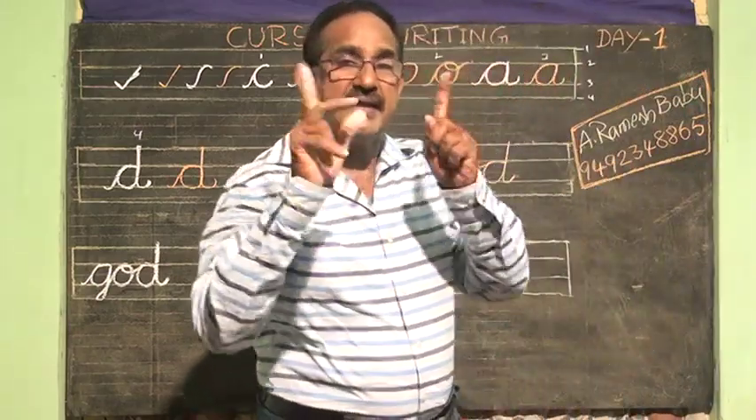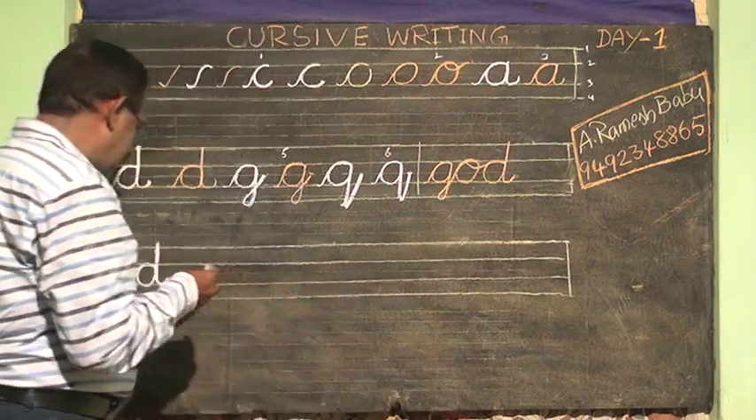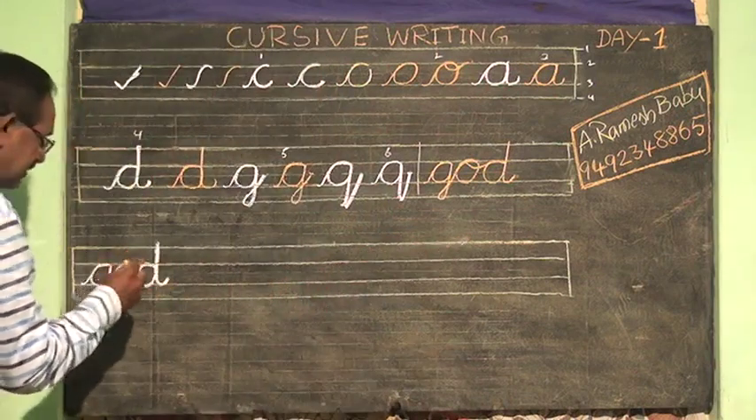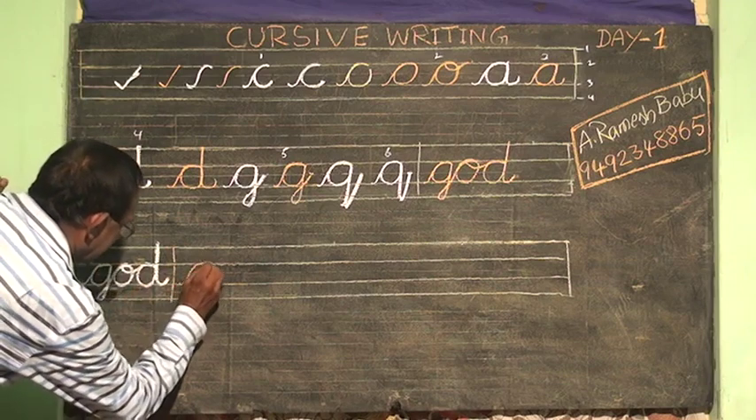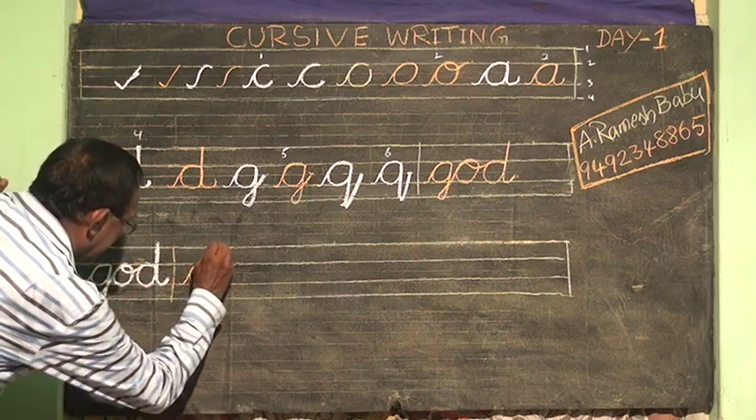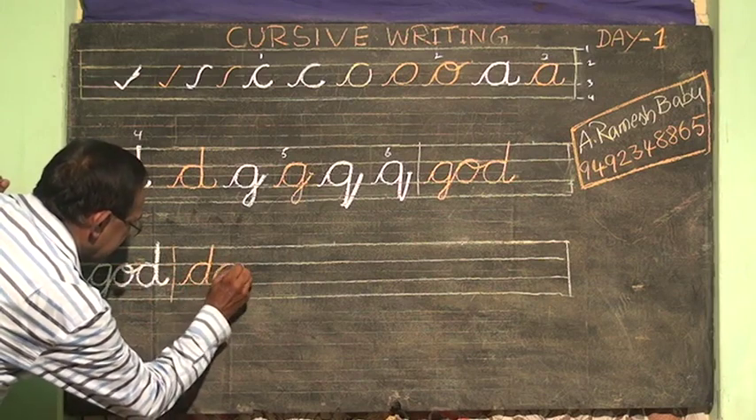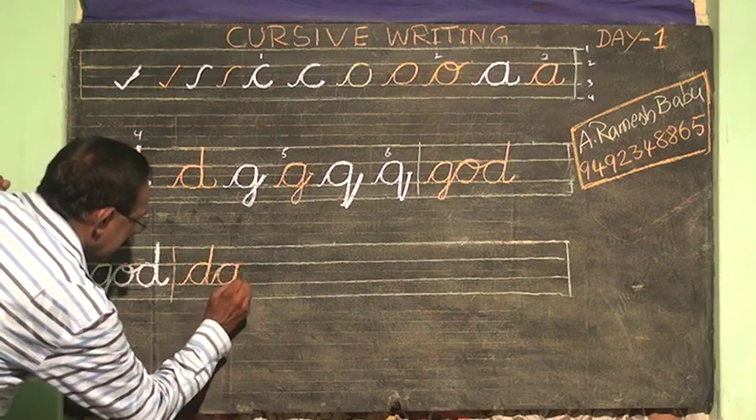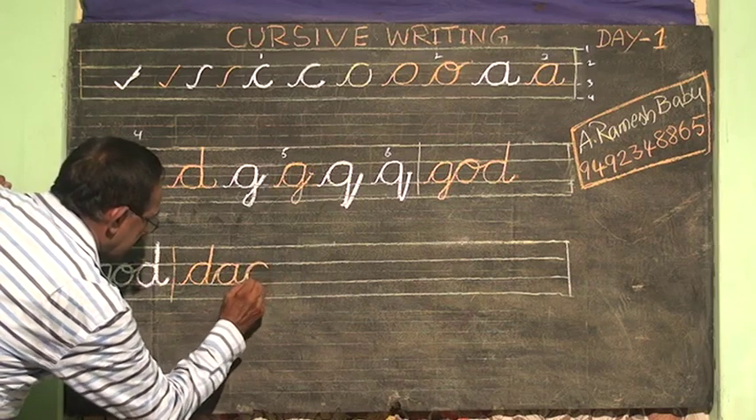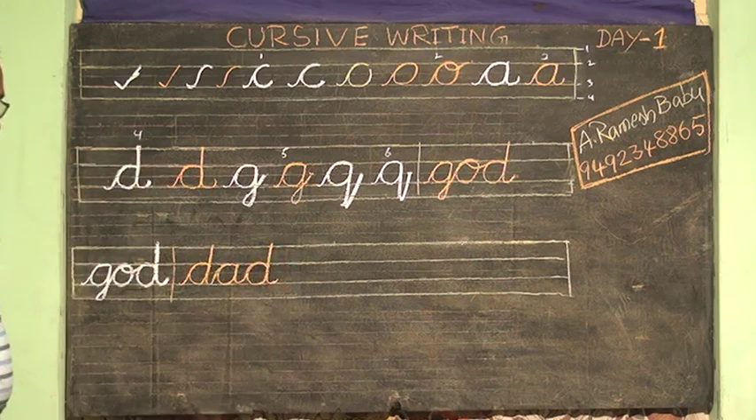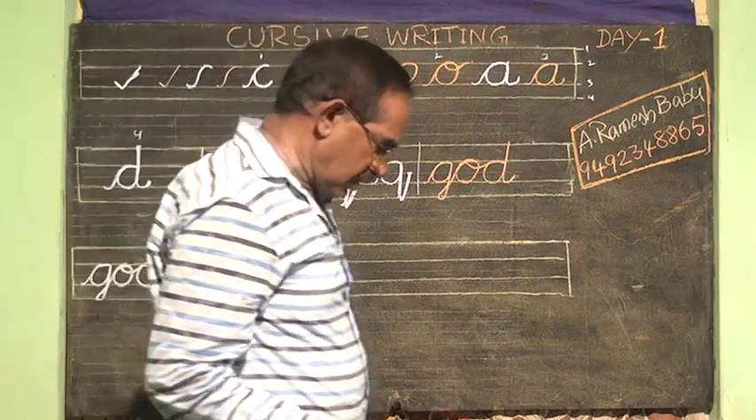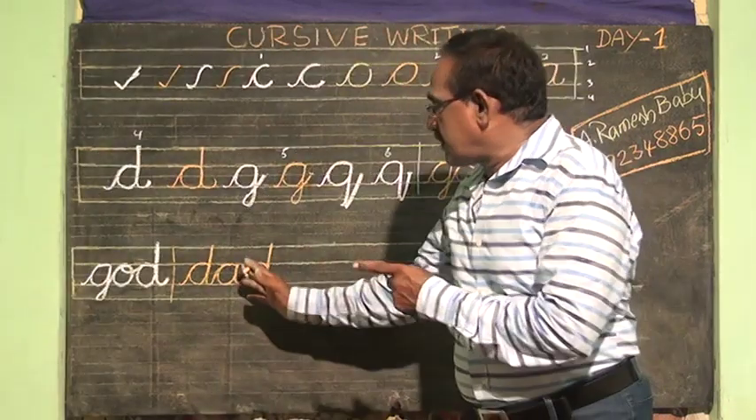D-A-D, Dad. How should we write D-A-D? D, like this way, write down now D. After that, joining the A letter to D. In this way, join it. And D also write down like this way. Dad. So actually, what you do now, first you learn it in a straight way method.